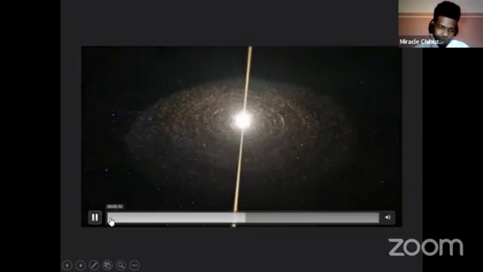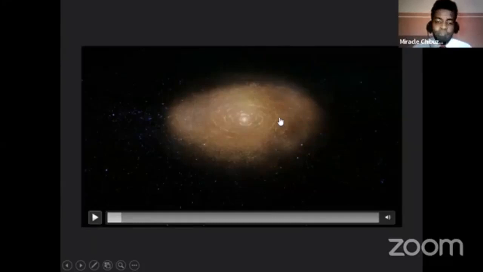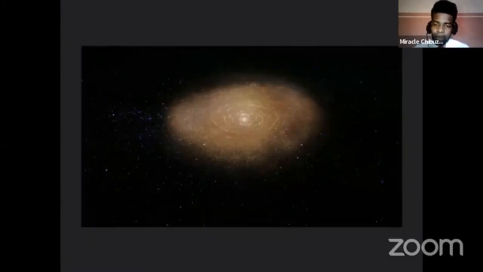Let me start it from the beginning. Okay, look at it here. So this is called the debris disk. This debris disk is responsible for the formation of the Oort cloud, the asteroids, even the planets. So after the formation of the solar system, after the formation of the sun, after the formation of the planets, now the leftover formed the asteroids and the Oort cloud.